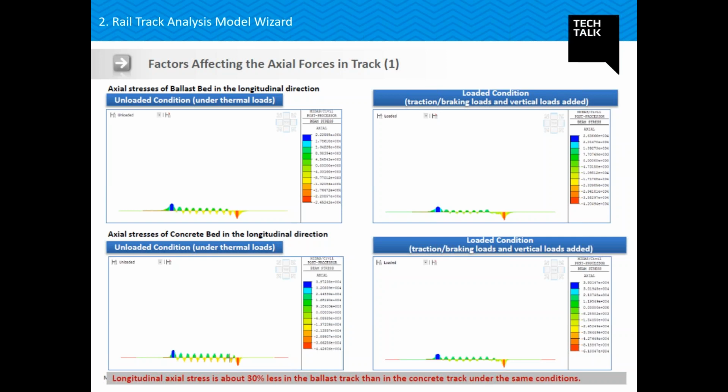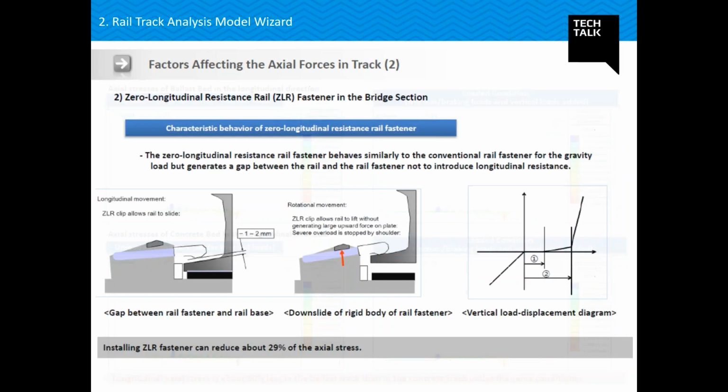So one thing to learn from here is that stresses will be more for concrete bed than for ballast, but the displacement, the serviceability criteria, will be less governing as compared to ballast bed. Second is the zero longitudinal resistance fasteners. By doing that, we can reduce 29% of the axial stress in my rail. So if we go for that, that can be done.